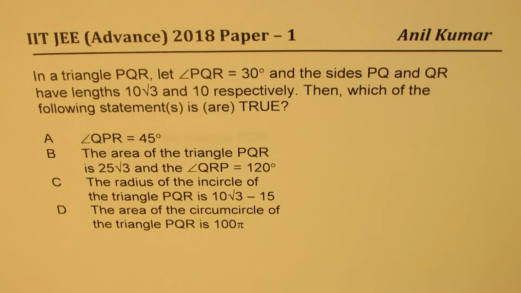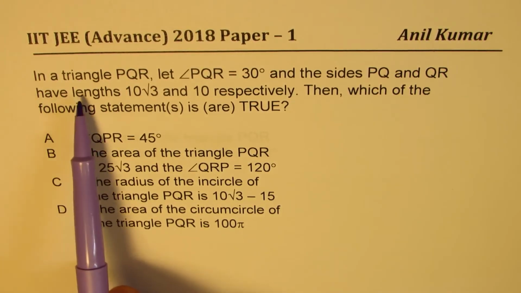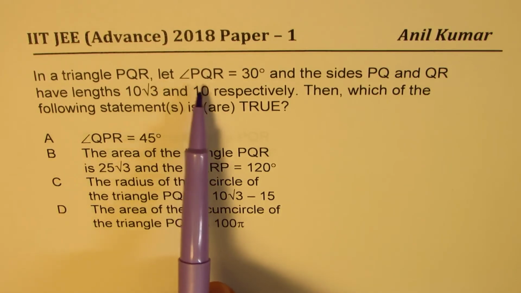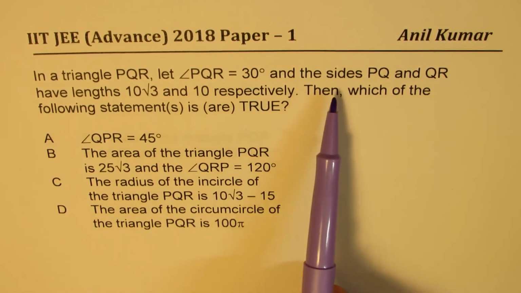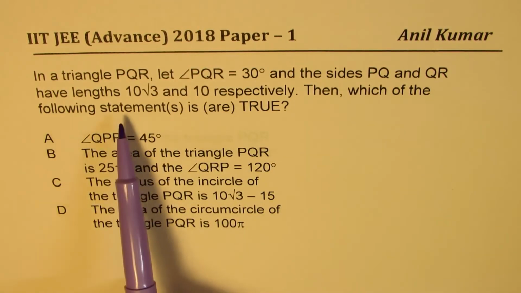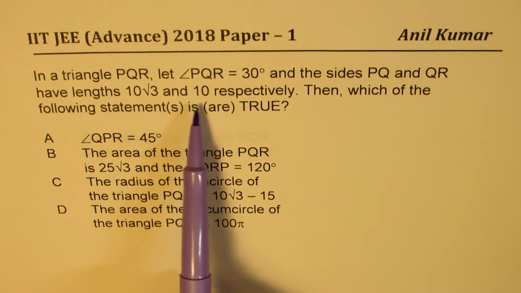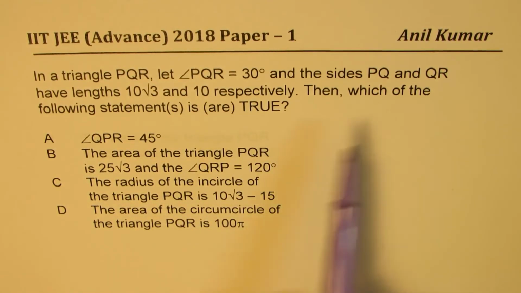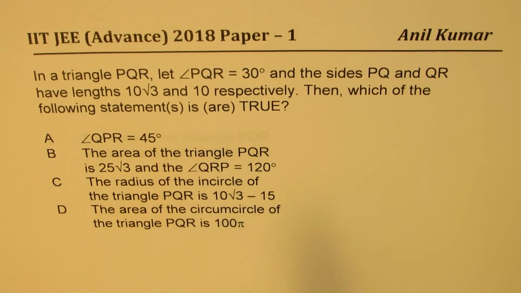Now this question relates to a triangle. Anybody who is working on triangles, sine law, cosine law, circumscribing and inscribing circles will be interested in this question. Let's look into it, and let us also appreciate how everything has been merged into a beautiful question. The question here is, in a triangle PQR, let angle PQR equal 30 degrees, and the sides PQ and QR have lengths of 10 square root 3 and 10 respectively. Then, which of the following statements is or are true?